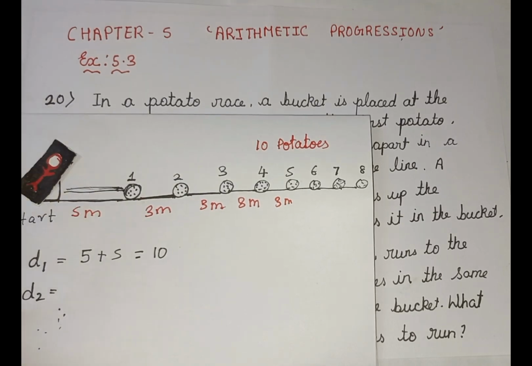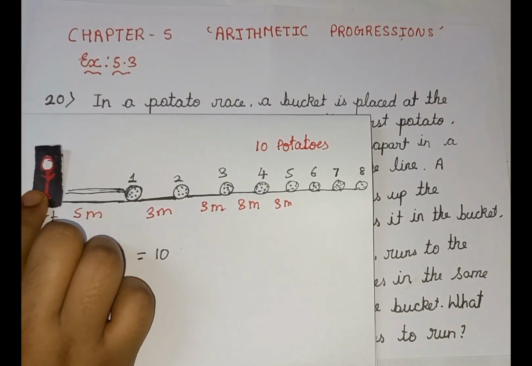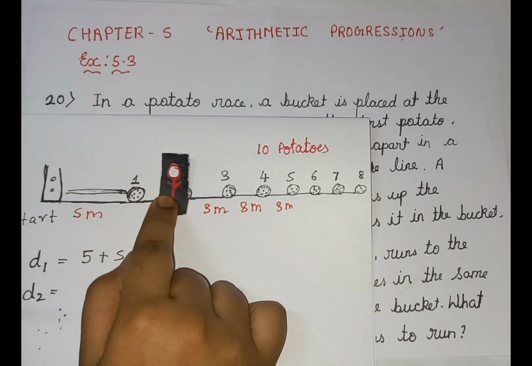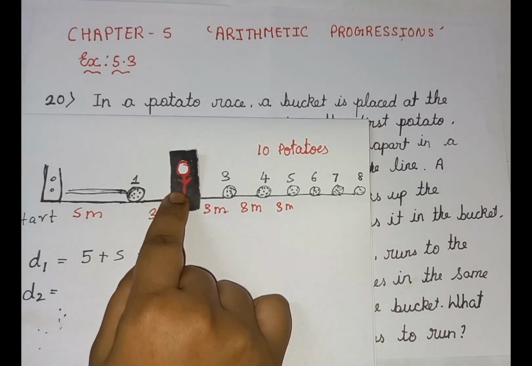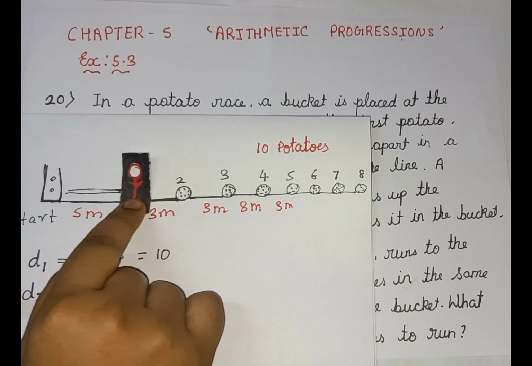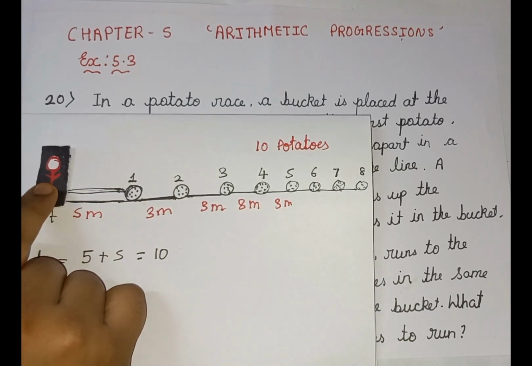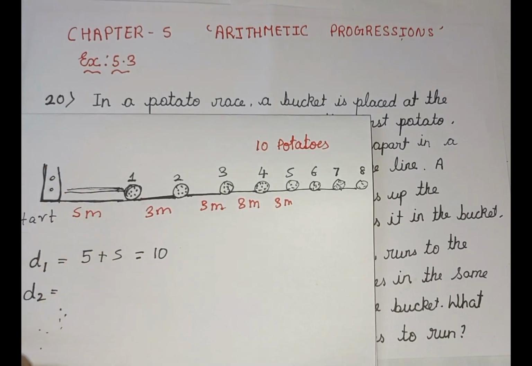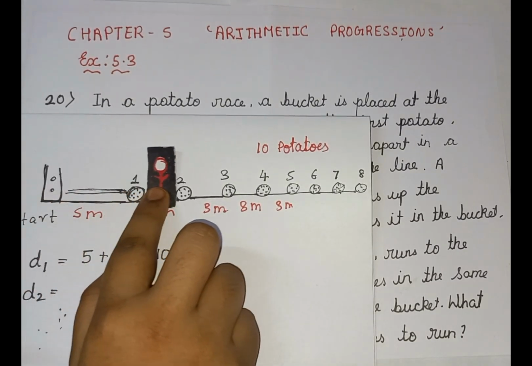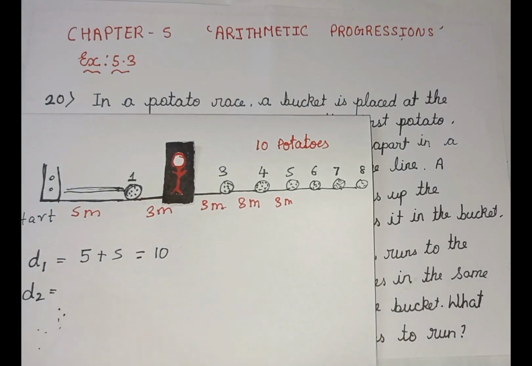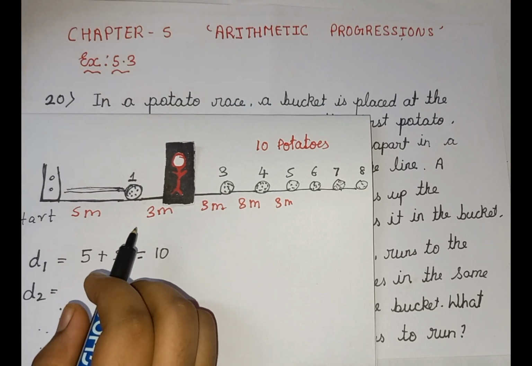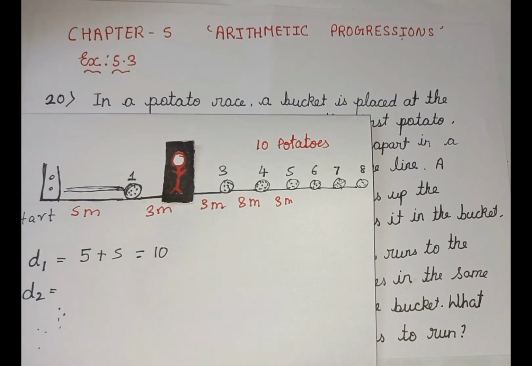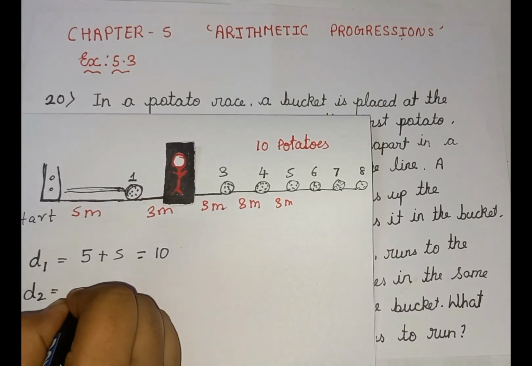Okay, so this person is standing here. So now from here he is moving like this to the second potato. Now he is picking up the second potato and he is going back on the same distance, and now he came to the starting point to drop the potato inside the bucket. So when he went like this till the second potato, what was the distance? 5 plus 3, isn't it? So 5 plus 3 is 8. So let us write 8.